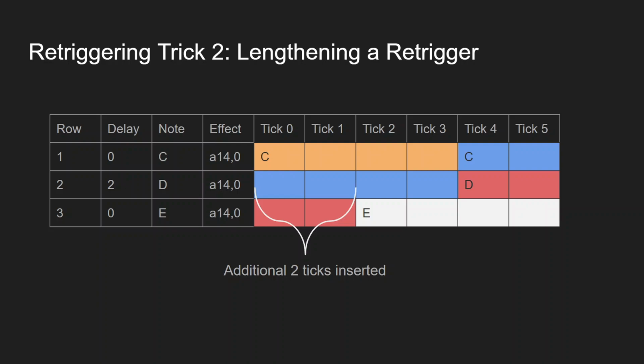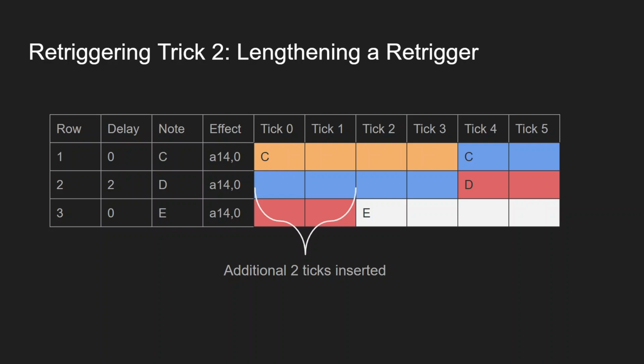And now we're going to talk about how retriggering interacts with the delay effect. I'm allowing you to use both together, which is not a common feature in trackers at all. Usually delay is considered an effect, and you can only have one effect per row in most trackers.